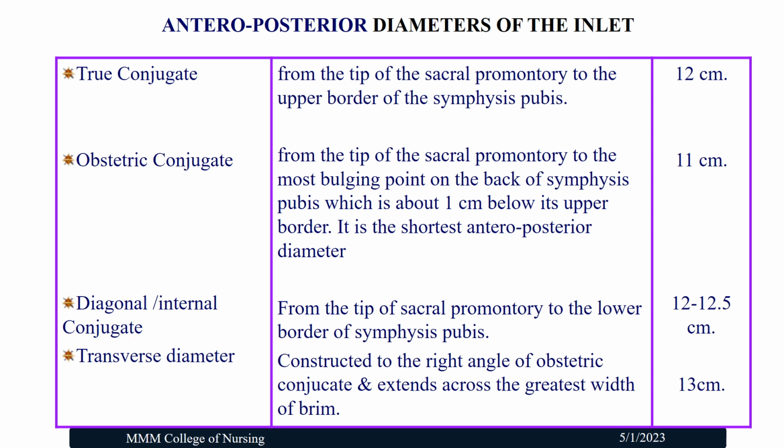The diagonal or internal conjugate is from the tip of the sacral promontory to the lower border of the symphysis pubis, that is 12 to 12.5 cm. The transverse diameter is constructed at right angles to the obstetric conjugate and extends across the greatest width of the brim. That should be 13 cm.